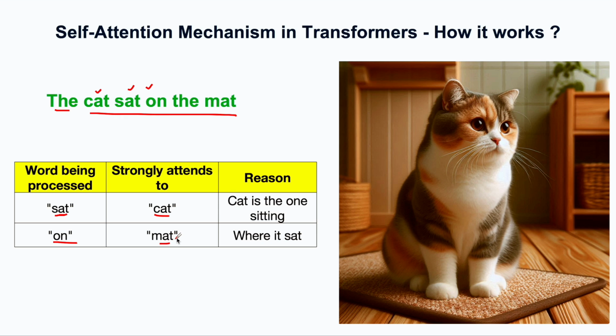Self-attention mechanism allows each position or word in the sequence to attend to all other positions, which will help the model to capture the contextual relationship between the words, regardless of their distance. It helps in understanding the context better.